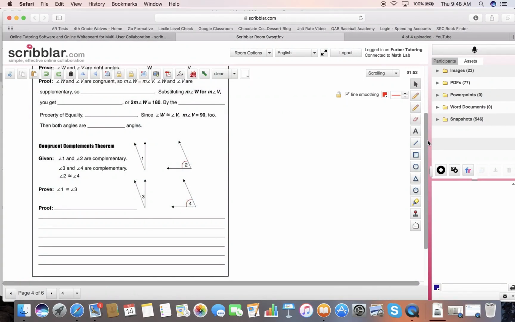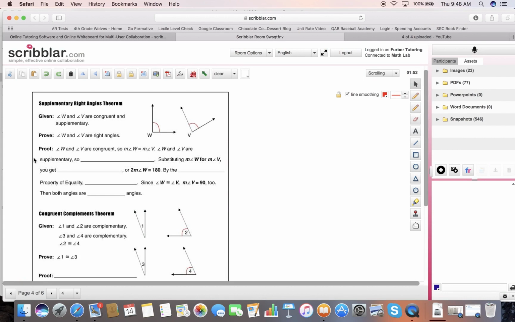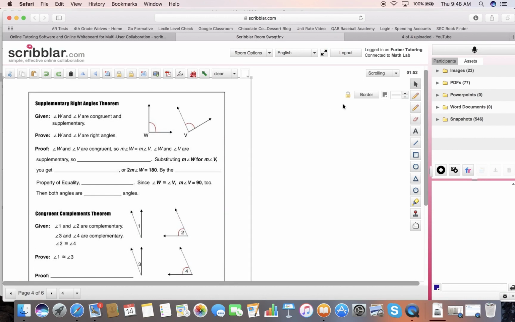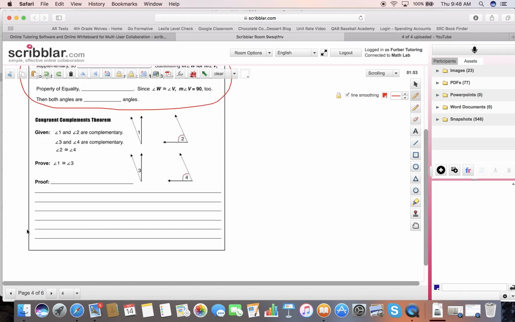Okay, so we're going to do two examples that include paragraph proofs. In the first example, the paragraph has kind of already been started for you, and you're just going to be filling in bits and pieces of what is missing in the paragraph. In the second one, we're going to do the whole paragraph proof on our own. All right, so let's look at the first one.